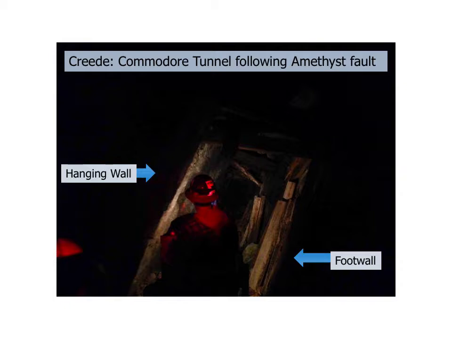And I just like to throw in pictures here and there. So in terms of the faults that we're talking about, Brian brought this up last night. He was talking about the hanging wall and the footwall. So I just thought this was a cool picture to throw in there. This is Jeff Graves from the DRMS, driving down on the cart in the Commodore Tunnel following the Amethyst Fault. Just to give you an idea that these faults aren't necessarily vertical structures. They often have a slope to them.